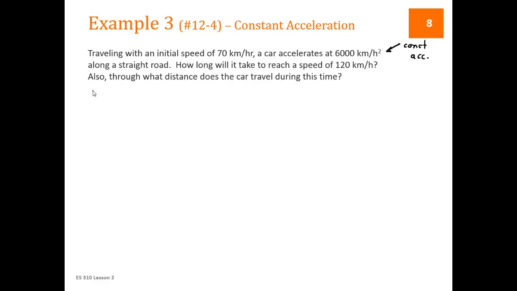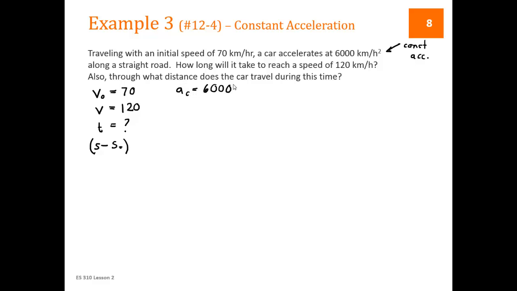So we have an initial speed, so v naught is 70. We have a final speed, so v is 120. We want to know how long it will take, so we're looking for time. And we also want to know how far does it go during this time. So the distance it goes is our final position minus our initial position. We don't know our initial position, but we're looking for this change, this quantity. All right, and we're also given our constant acceleration of 6,000.